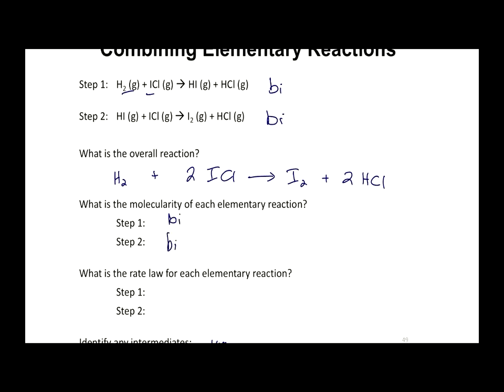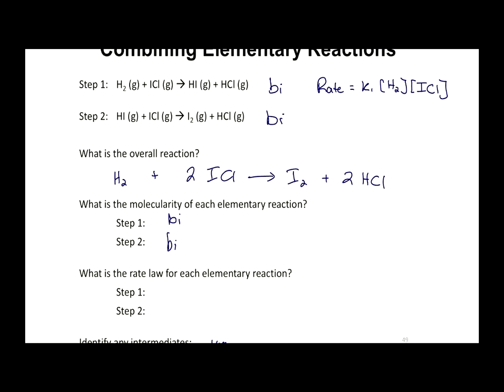All right, so the rate law for the first step, all we have to do is say the rate for this first step. I'll write it next to the equation. Rate of the first step is equal to the rate constant for that step. I don't know what it is, but it doesn't matter. Times the concentration of both those reactants. So H2 times ICl. That's it. That's the rate law for the first step.